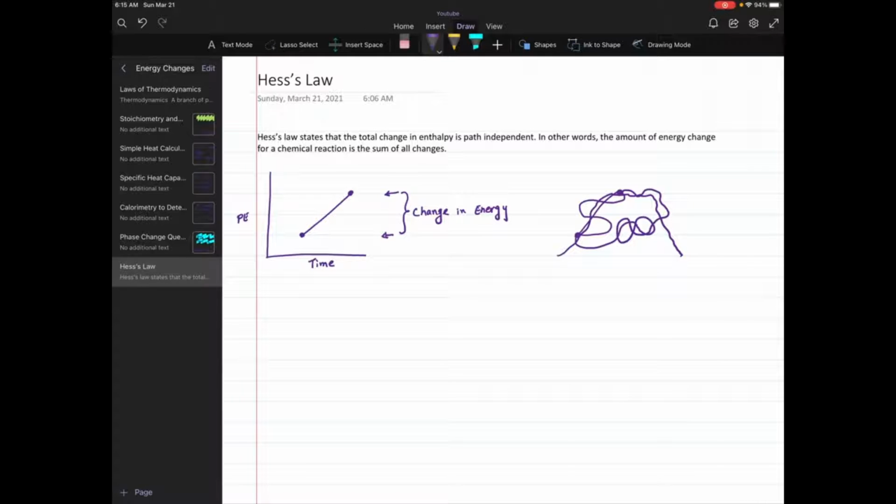How the reactant is converted into a product is not important. The amount of energy change is the sum of all the potential energy changes from the starting point to the finishing point. So if you're trying to calculate the change in energy, we can add up all the small step equations to find a target equation, and then add up all the energies required to get to that target reaction, and we will have the final change in energy of the reaction.